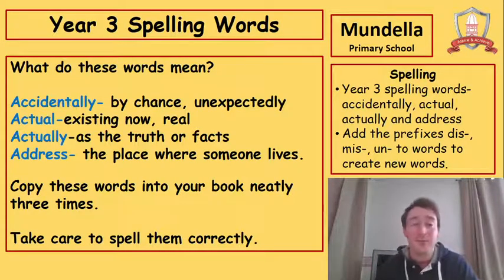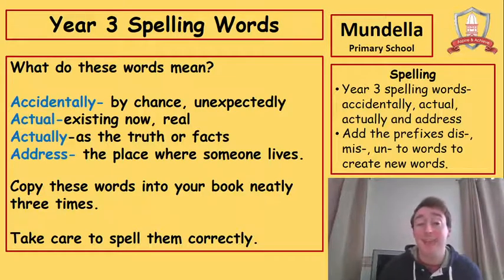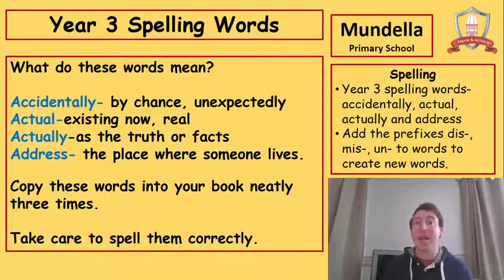Okay, let's look at what these words actually mean. So we've got 4 blue words there. We've got accidentally, actual, actually and address, like on the learning objective. With accidentally, we are talking about something that happens by chance or unexpectedly. Actual means that it exists now or it's real. Actually is the truth or facts, and it means that something actually happened. And then address is the place where someone lives, or where you live.